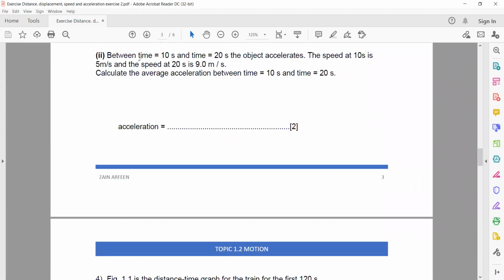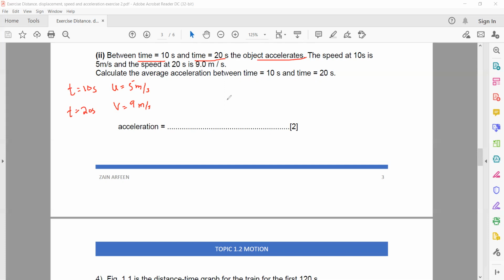Between time t equals 10 seconds and t equals 20 seconds, the object accelerates. When time was 10 seconds, the speed was 5. When time is 20 seconds, the speed is 9. The speed at 20 seconds was 9.